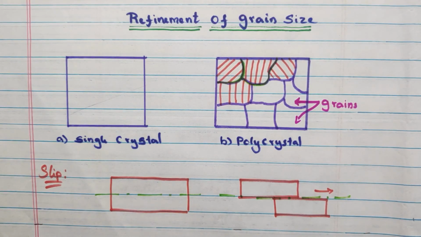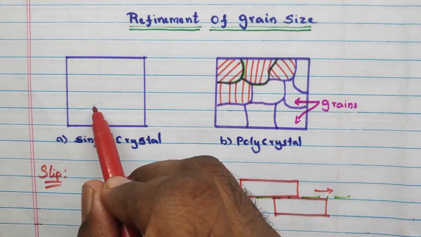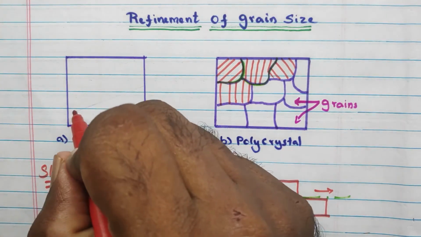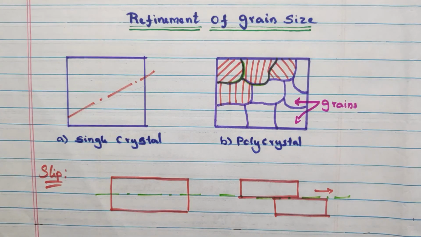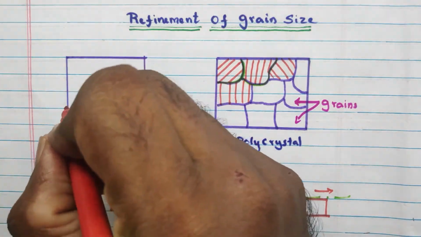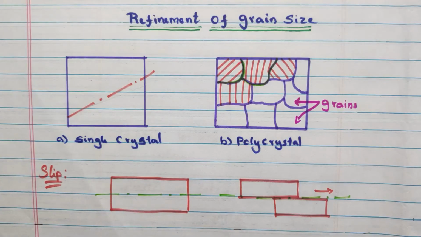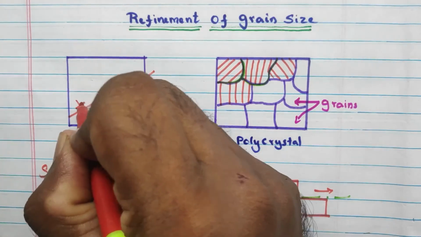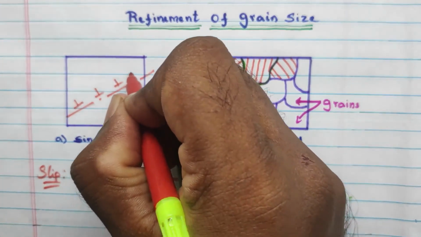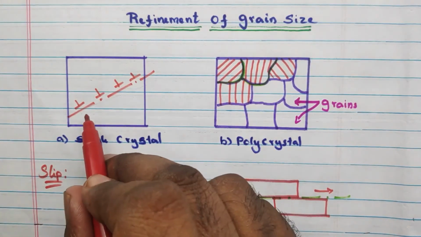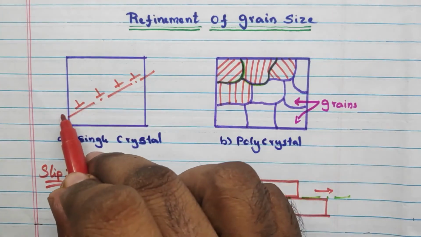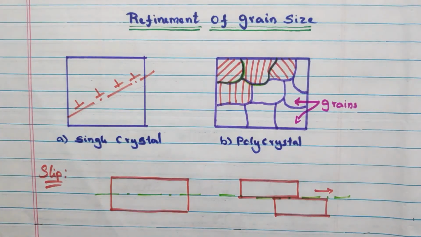Now I am going to consider the slip happening in this single crystal. In this single crystal I consider this plane as the slip plane. This slip tends to form a dislocation, and this dislocation will be moving throughout the single crystal. If it happens in a single crystal, it affects the entire crystal completely.